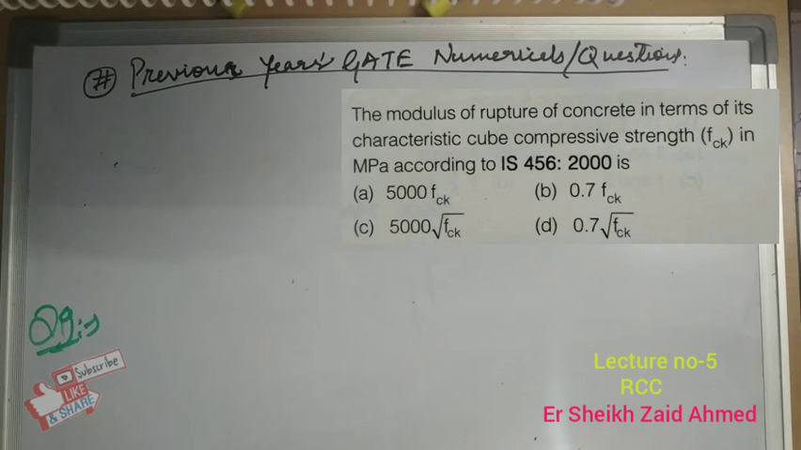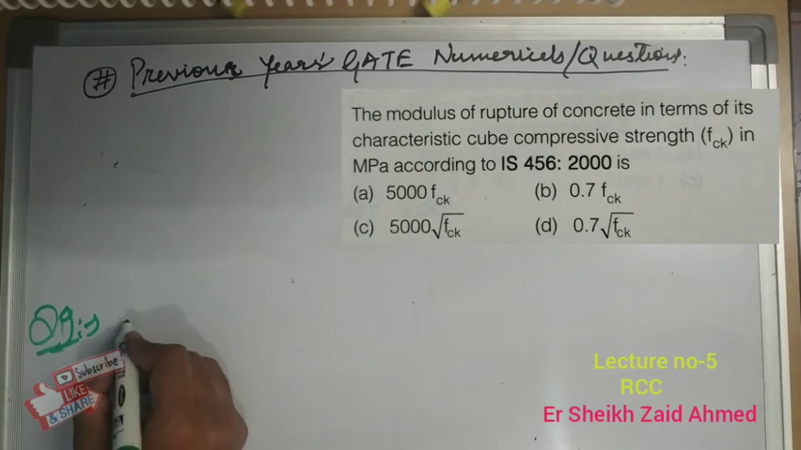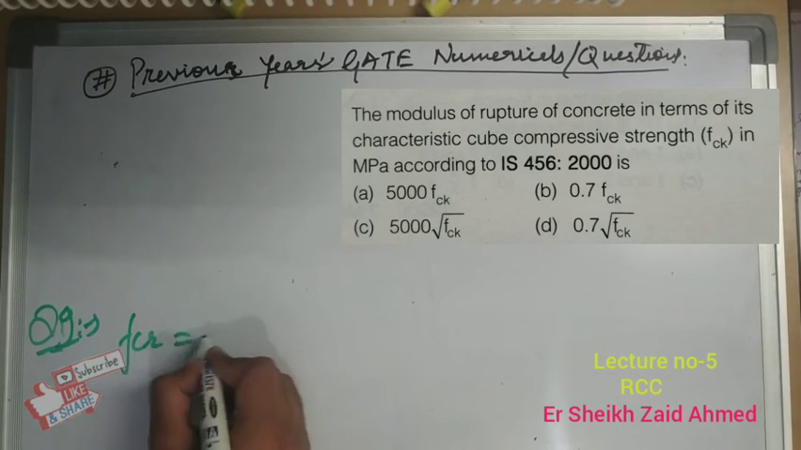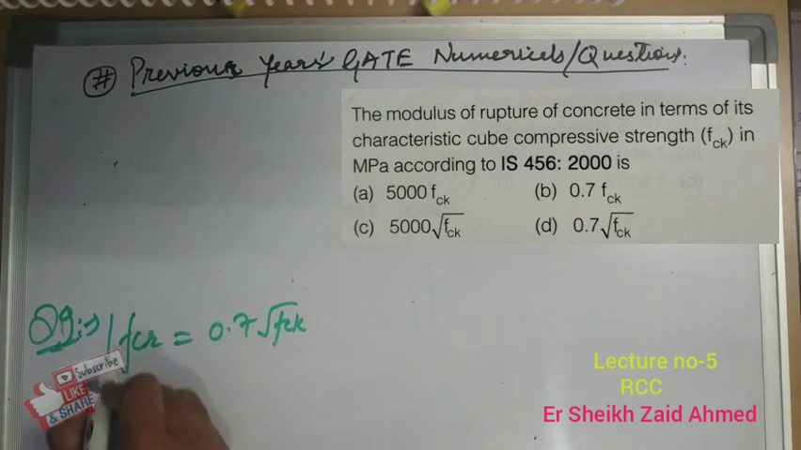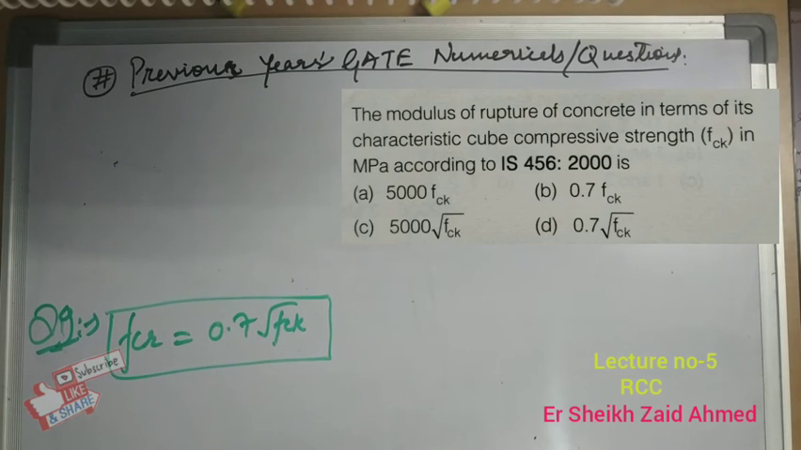This question came in GATE 2009 and it was a 1 mark question. The options are 5000 FCK, second option is 0.7 FCK, third is 5000 root FCK, and our fourth option is 0.7 root FCK. So as I already explained to you in the previous numerical, the modulus of rupture FCR is nothing but 0.7 root times the characteristic strength of concrete. So our option D is correct.